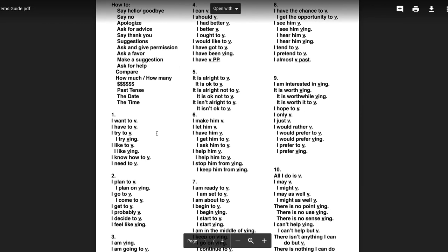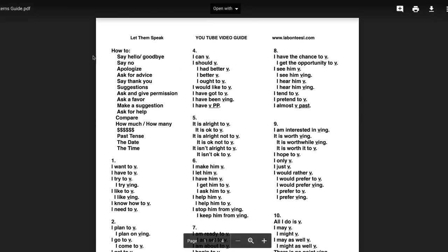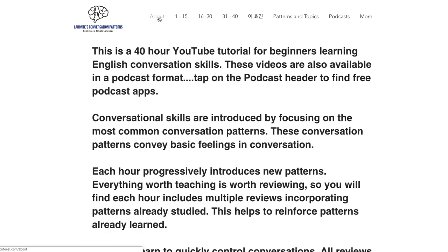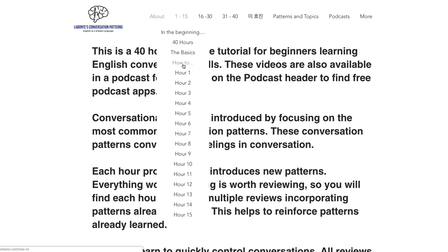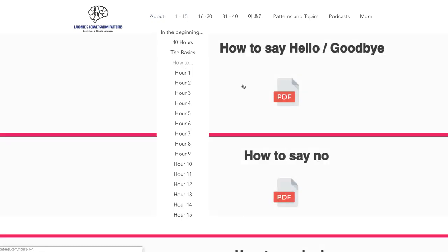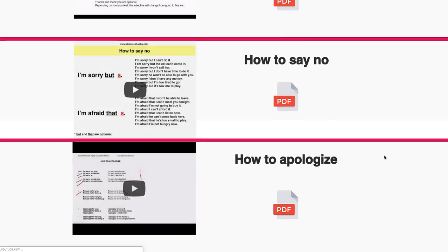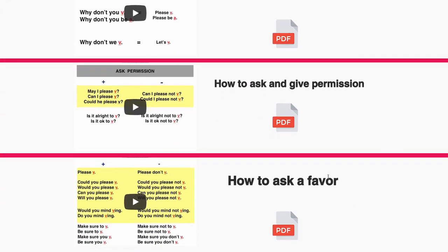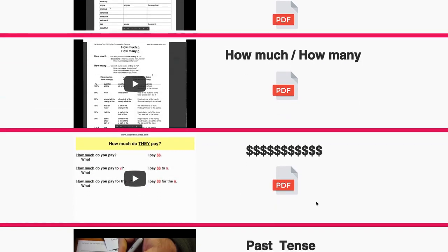So that's basically the reason why I have it this way. At the beginning, you'll see this how-to section, and briefly what that is right here, how-to. These are simple general formats on how to apologize, how to say thank you, how to give permission, how to ask a favor, things about money.